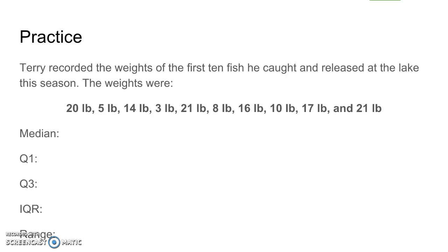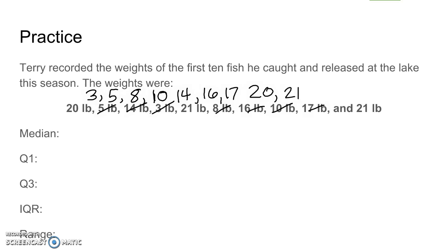All right, the first thing we should do is put our numbers in order from least to greatest. Fast. 3, 5, 8, 10. What's next? 14, 16, 17, 20, 21, 21.